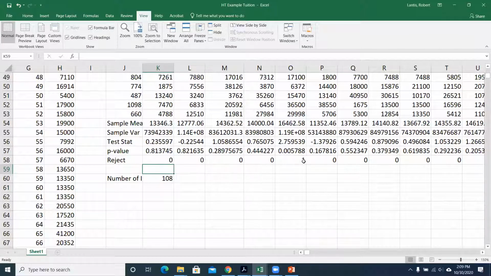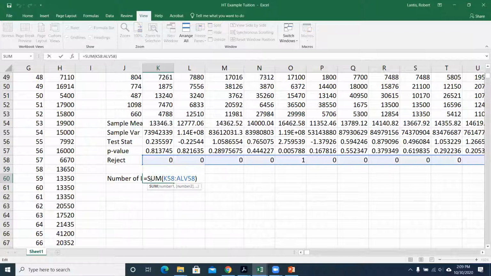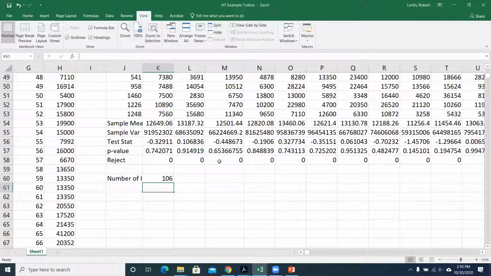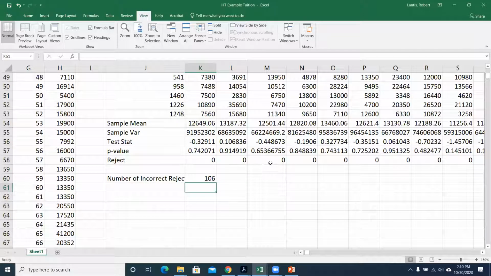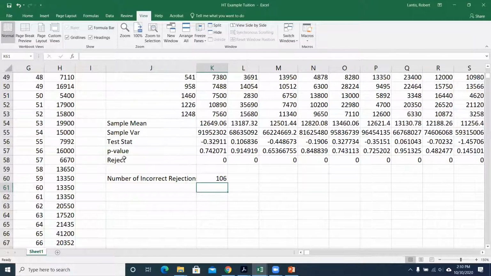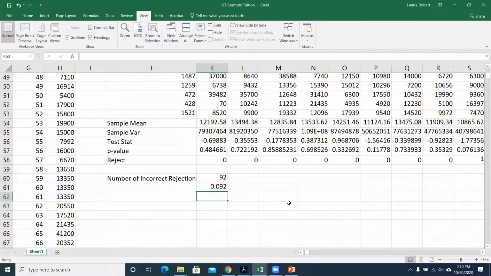I then did that for every single one of these 1,000 samples. Down here, I then added up all those rejection decisions. So really by summing up this row, I'm adding up the number of times that I was rejecting, right? Out of those 1,000 different samples, how many times was I rejecting? 106 times. Or you could think about it as a proportion. We could take that, divide it by the total number of samples I took, which was 1,000.